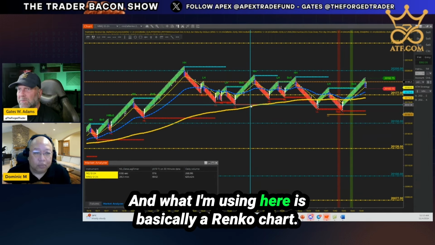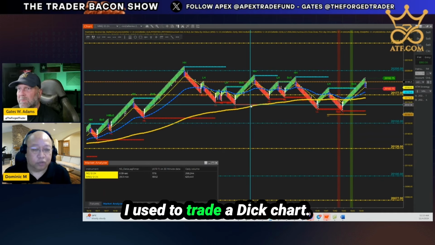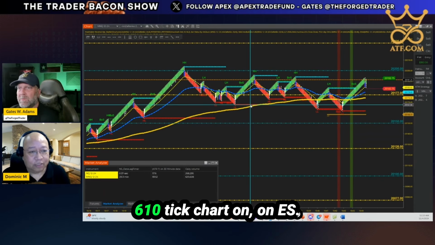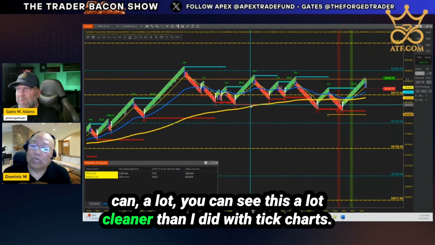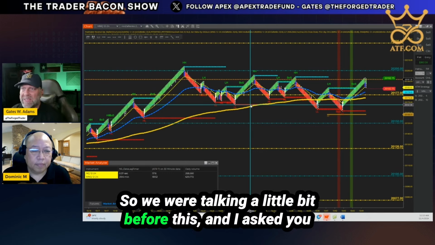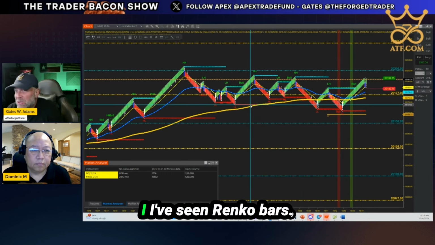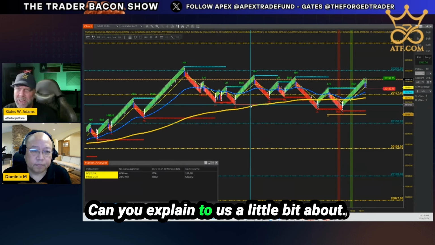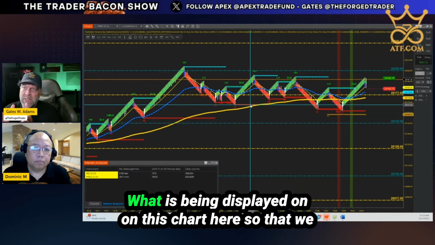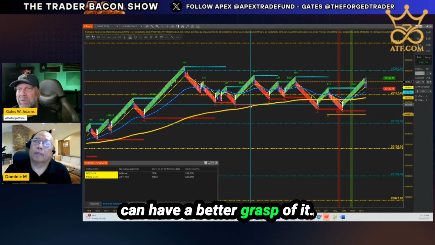And what I'm using here is basically a Renko chart. I used to trade a 610 tick chart on the ES, but when I found out more about Renko, I said, "Oh, you can see this a lot cleaner than I did with tick charts." So we were talking a little bit before this, and I asked you if these were Renko bars. I've seen Renko bars, I don't truly understand Renko bars. Can you explain a little bit about what is being displayed on this chart, so that maybe we can have a better grasp of it?